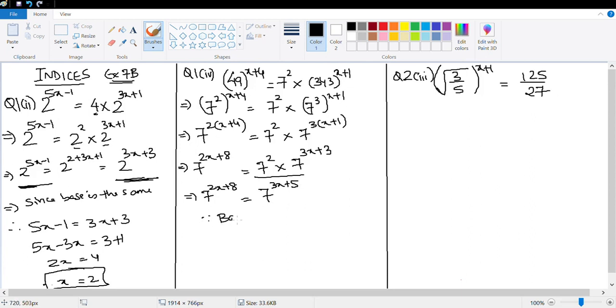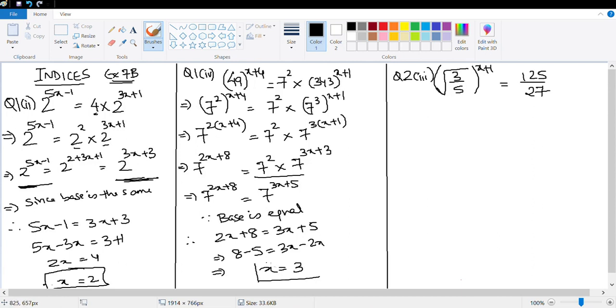Since base is equal, therefore 2x plus 8 is equal to 3x plus 5, which means 8 minus 5 is equal to 3x minus 2x, which means x is equal to 3. Perfect. Let's move on. Question 2, part 3. So this is 3 upon 5 square root to the power x plus 1.